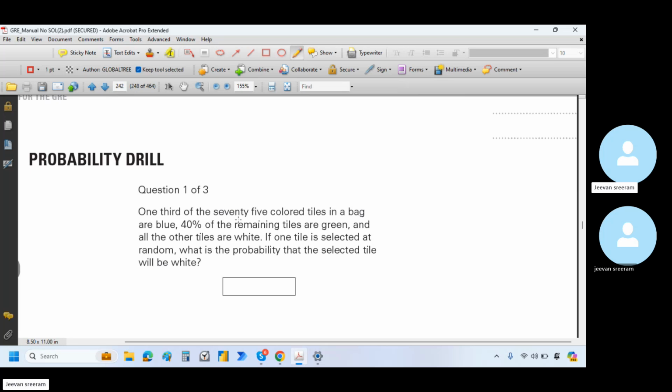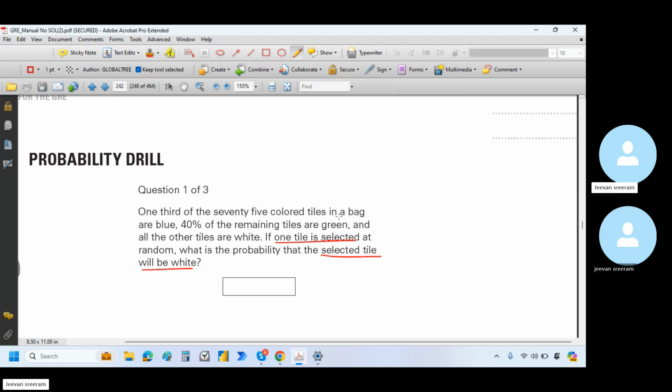1/3 of 75 colored tiles in a bag are blue, 40% of the remaining tiles are green, and all other tiles are white. If one tile is selected, this is the event which gives you the total number of outcomes. And what's the probability the selected tile will be white? This is the event that can give you the favorable outcomes to find the probability.